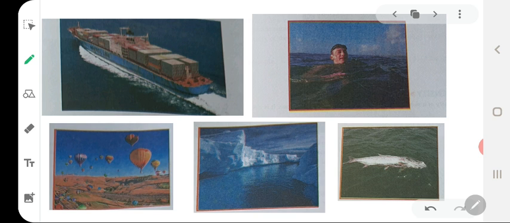Similarly, icebergs also float on seawater because ice is lighter than seawater. About 1/10 portion of an iceberg remains above water, whereas 9/10 portion is inside the water. A balloon filled with hydrogen gas rises up into the air due to the buoyant force exerted by air on it.